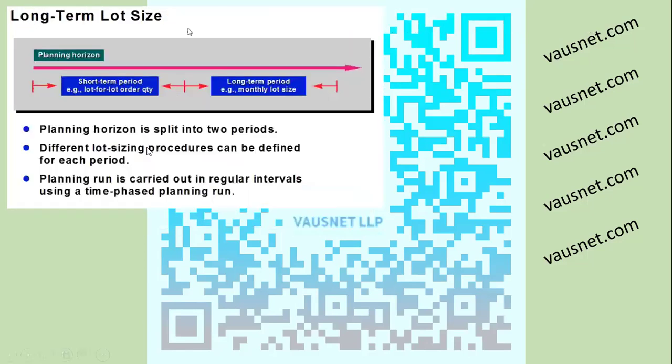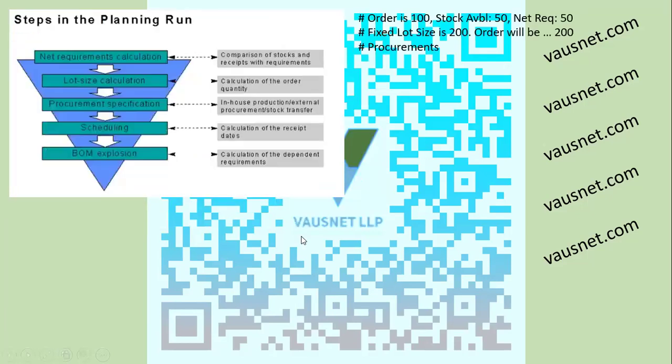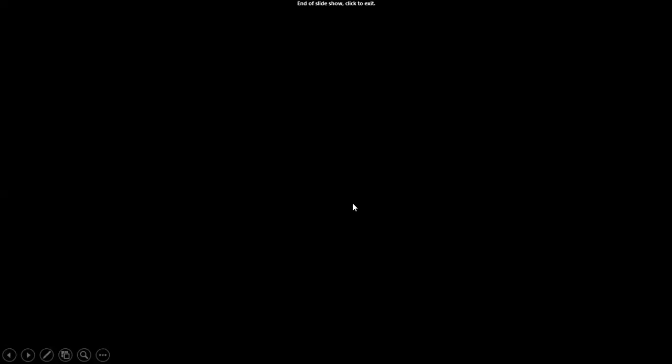Long-term lot size. So short-term period is lot for lot and long-term period is monthly lot size. Different lot sizing procedures can be defined. Planning run is carried out in regular intervals using time-phased planning. So you can have a periodic run for planning. Okay. And this is what we have already discussed. That is the end of our lecture today.